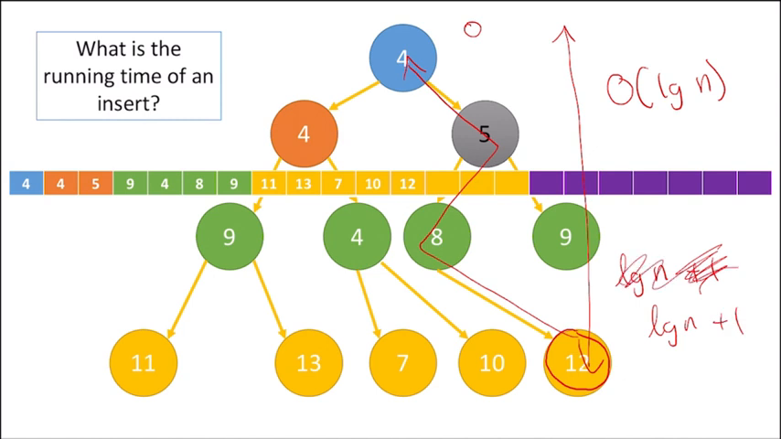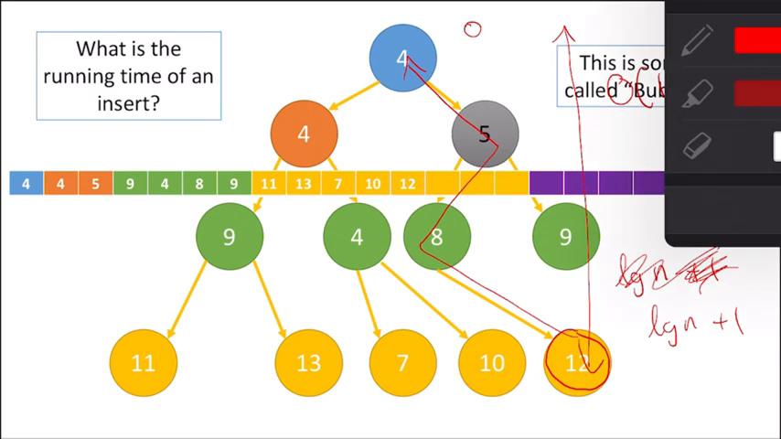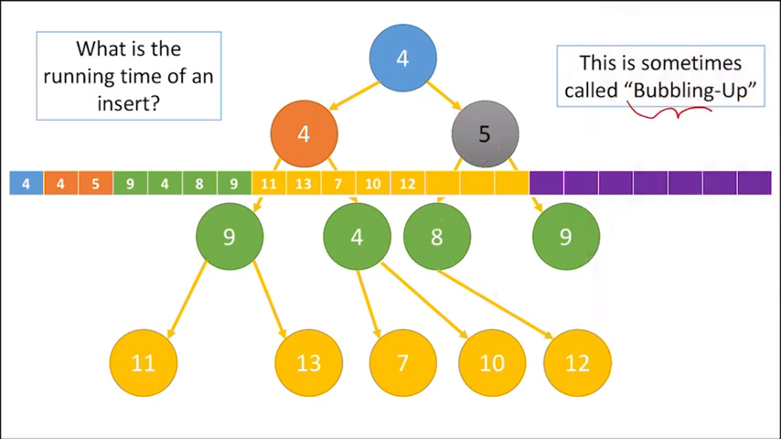Sorry for that. Yeah, so we're doing a constant amount of work at each level in the tree with log of n levels. All right, so that's an insert. Oh, yeah, and this is usually called bubbling up. So you have a node, and it has to get bubbled up the tree.